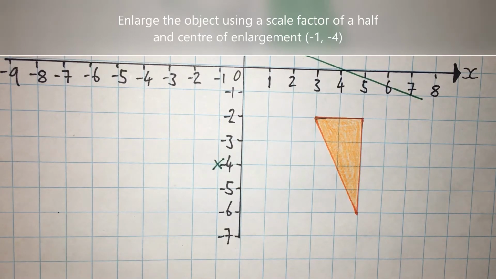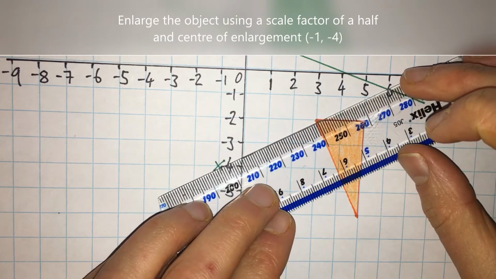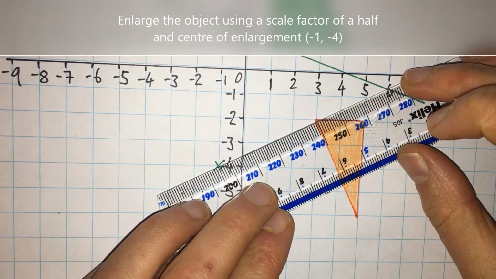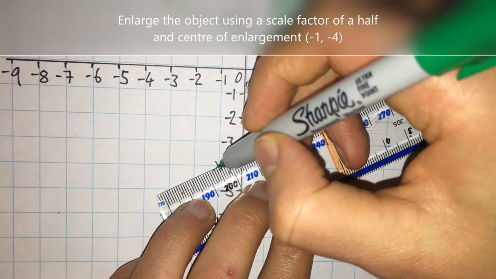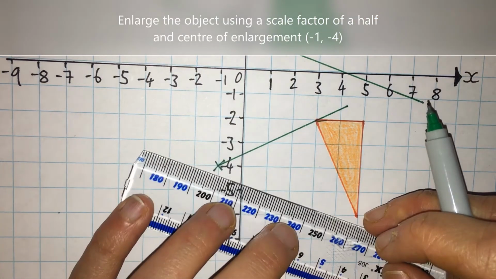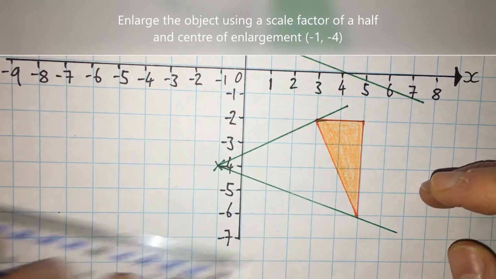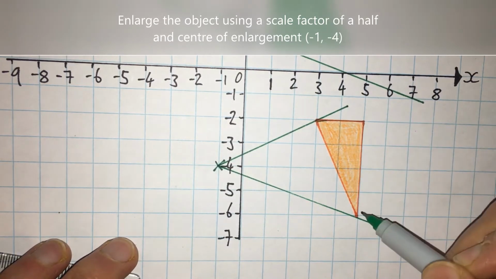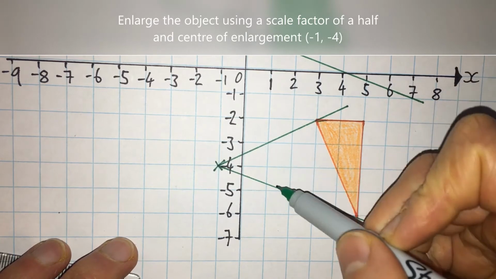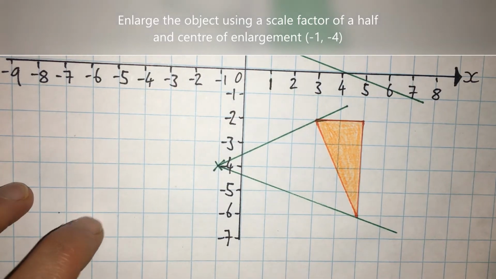And just like last time, we're going from the centre of enlargement to the corner of the shape, and it's going to be our guideline. And I'm going to do the same thing to this point down here. I've chosen these 2 points because I know that my shape will have to fit between these 2 guidelines, and this time with a scale factor of 1/2.